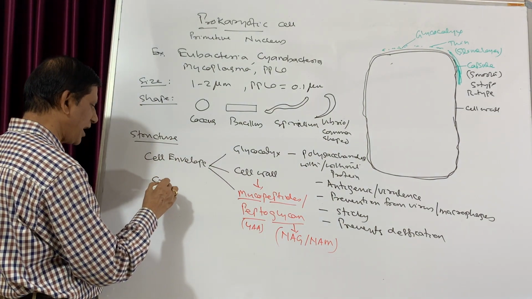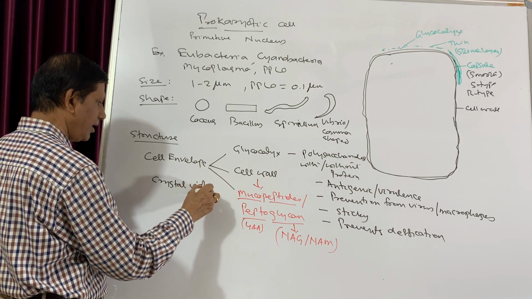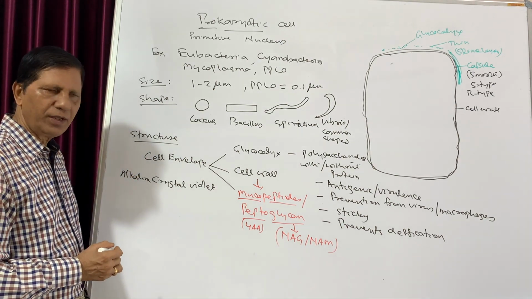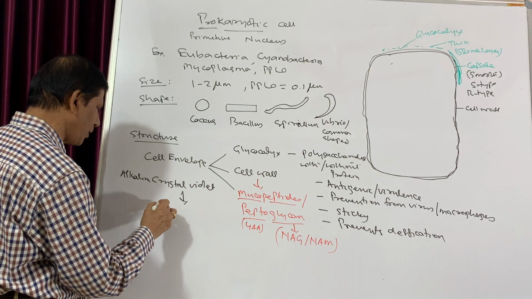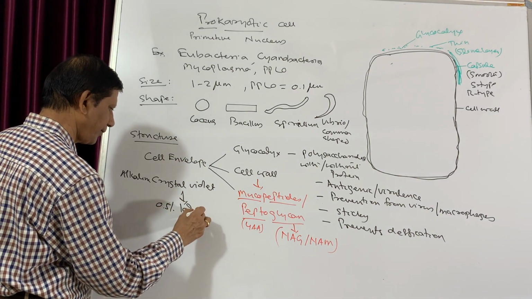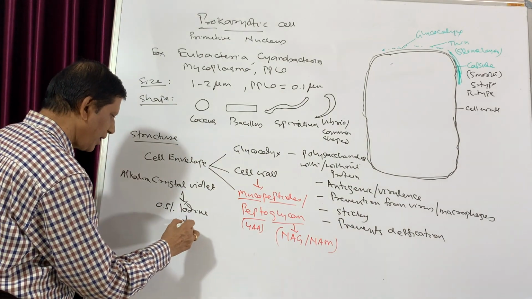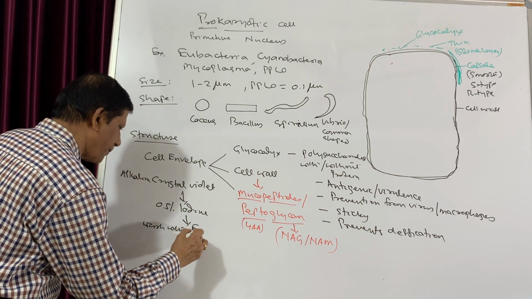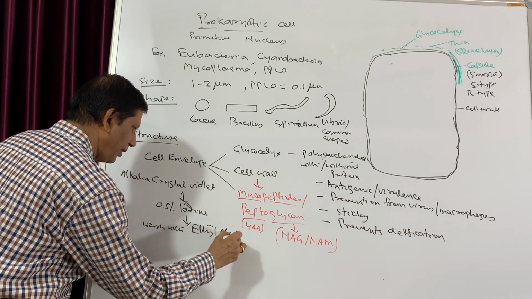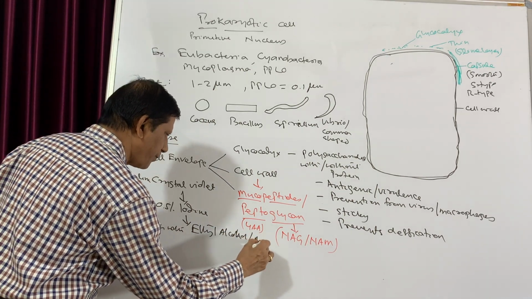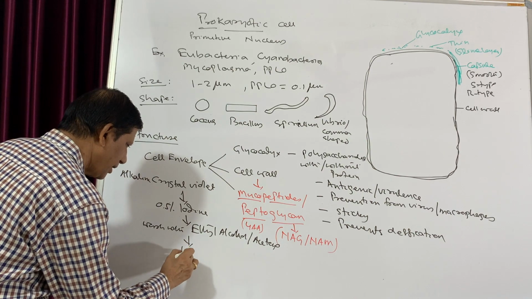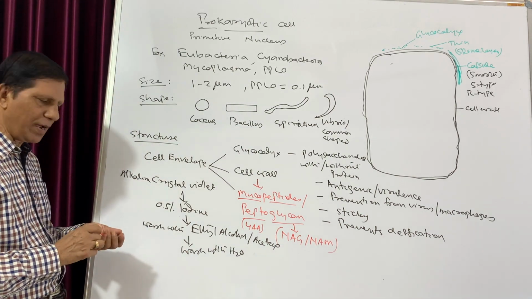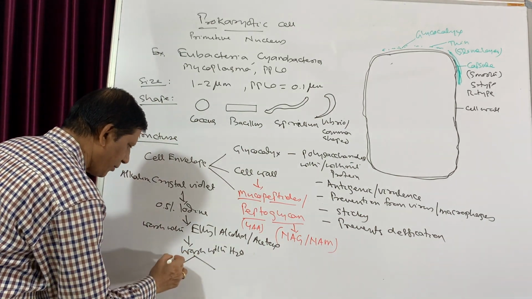Now, if we give alkaline crystal violet to the bacteria, and then treat it with 0.5% iodine, then wash with ethyl alcohol or acetone, and finally wash with water, then 2 things will happen. Some will retain color, some will not retain color.